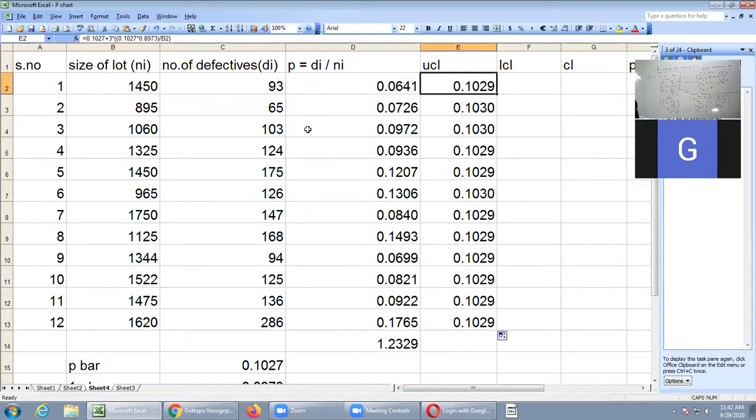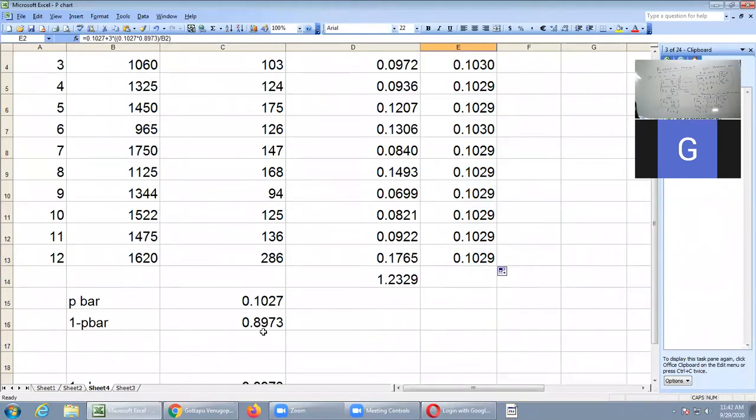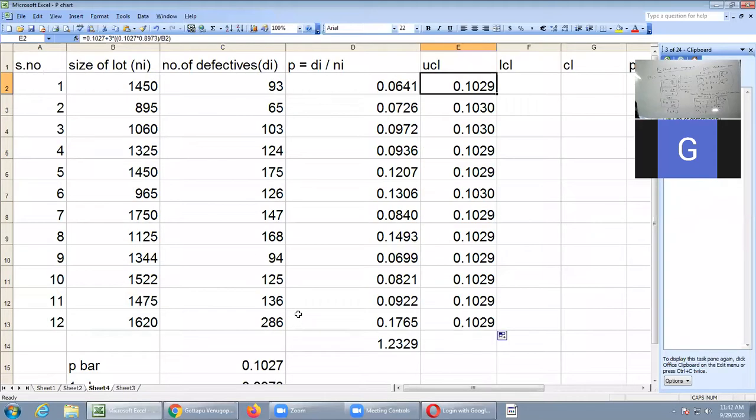1450, 1895 data is there. P values, what is the P total you got? P total you got 1025, is correct. 1 minus P bar, you will get 0.8973. Okay, it's correct. UCL values you are getting 0.1269. P values are 641, 0.726972. So total you are getting 1 point.